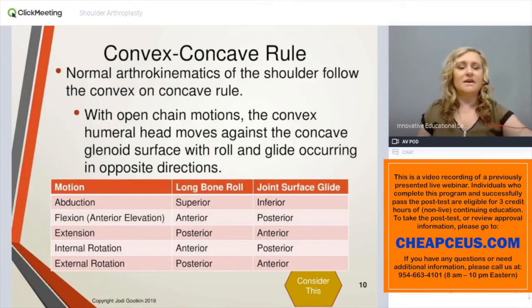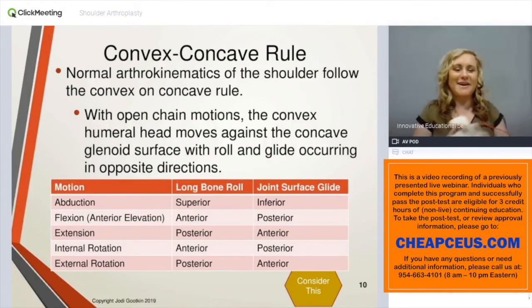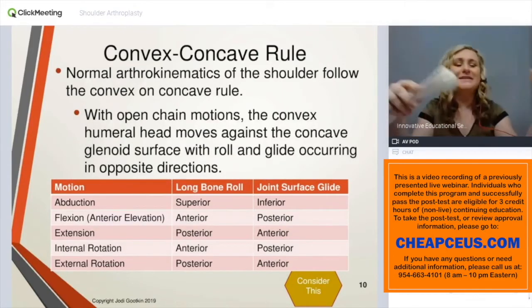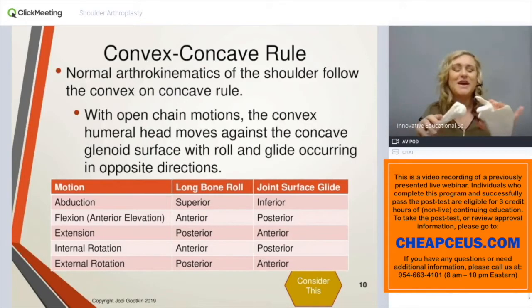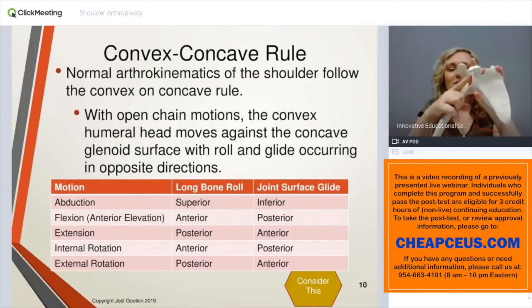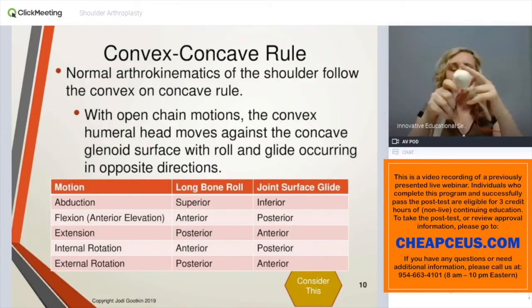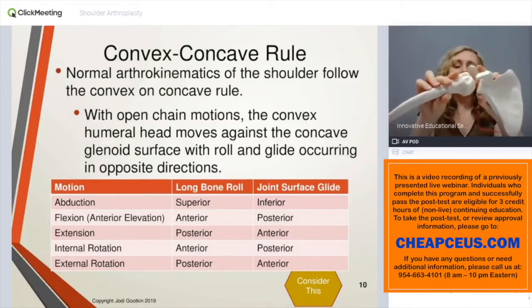When we look at our convex-concave rule, please do not have scary flashbacks to college, right? The first time when you're memorizing this, it always seems so complex. Now you probably don't even think about it. As a rule, you just know. But when we look at the concave surface of the glenoid fossa and then the convex surface of this humeral head, when the long bone rolls up, we need to have the head glide down.